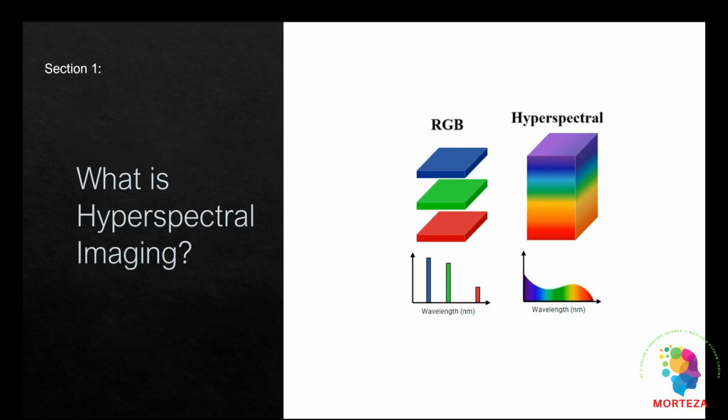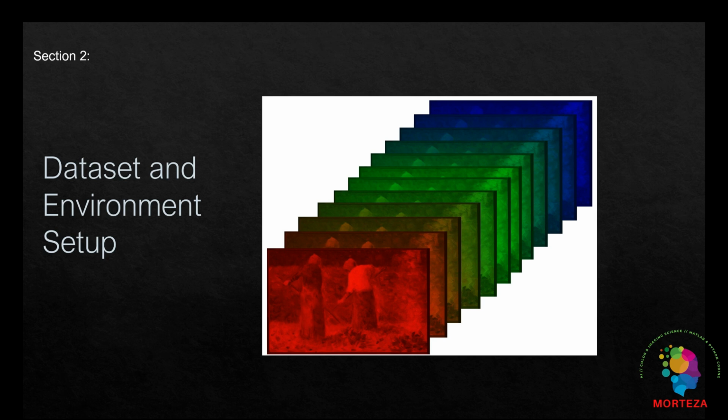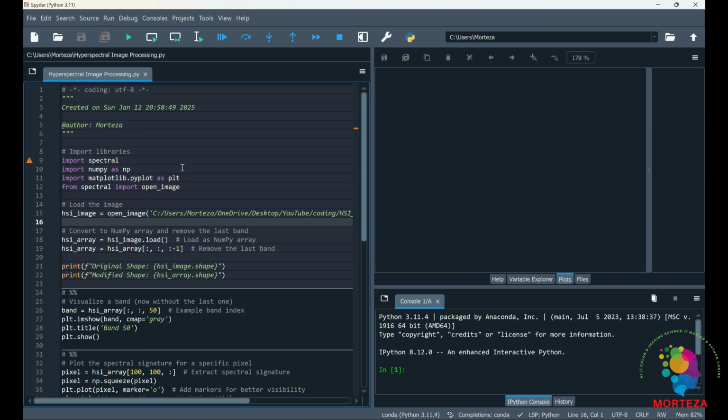Hyperspectral imaging captures data in hundreds of narrow spectral bands across the electromagnetic spectrum, unlike traditional RGB imaging, which uses only 3 bands. This technique enables detailed analysis of material properties, spectral signatures, and much more. For this tutorial, we'll use a hyperspectral image in ENVI format. It includes an image file and a header file in HDR format that stores metadata like the number of bands, wavelengths, and spatial dimensions.